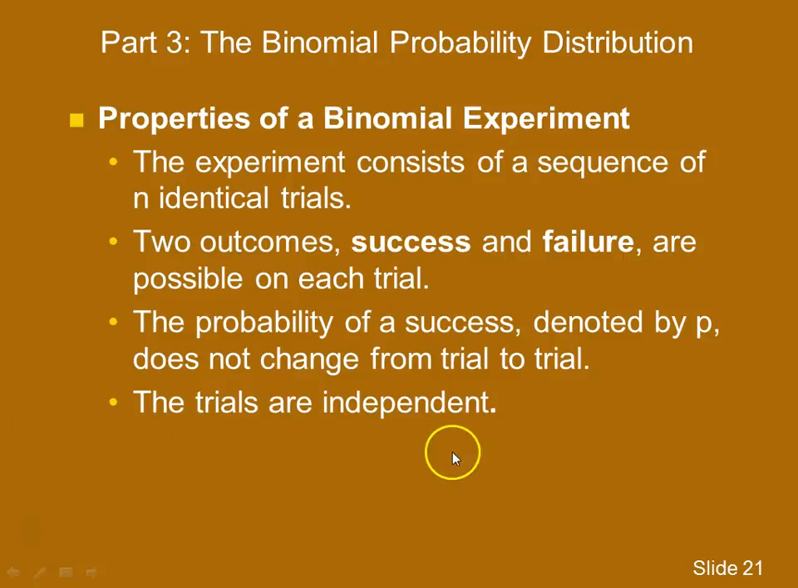Lastly, the trials are independent. That is, what happens on the first trial does not affect the second, the third, and so on. Going back to the probability of a success denoted by P, we assume that does not change from trial to trial.